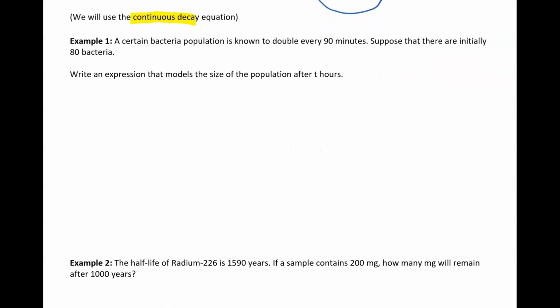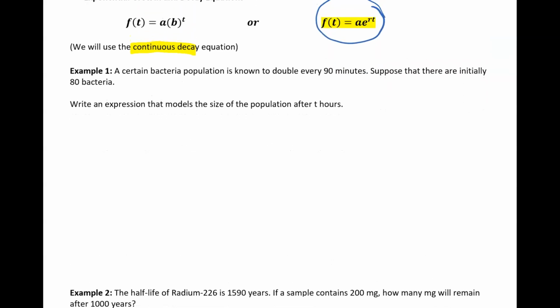So it says a certain bacteria population is known to double every 90 minutes. Suppose that there are initially 80 bacteria. So that's important there. Initially 80 bacteria. That's going to be our A, as you've seen in other problems. Write an expression that models the size of the population after T hours.